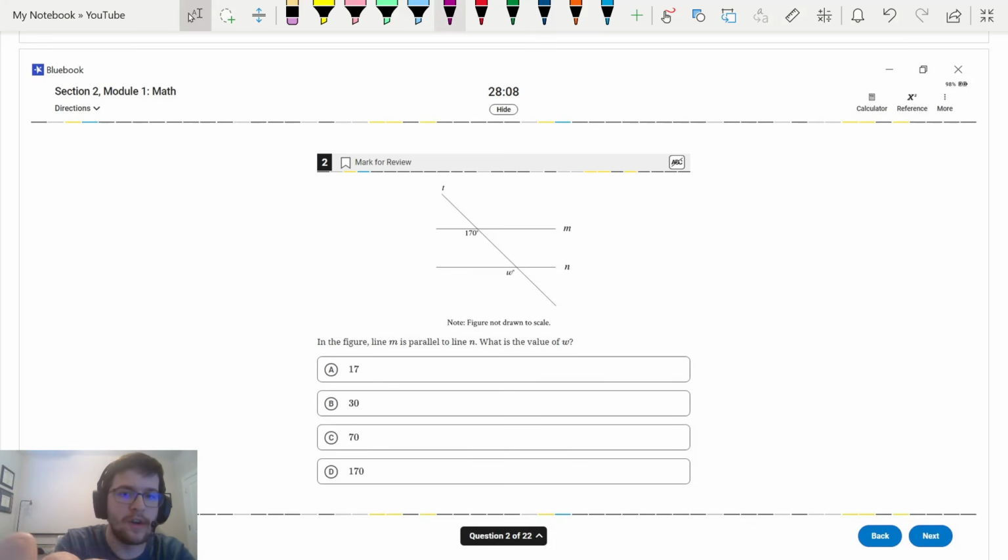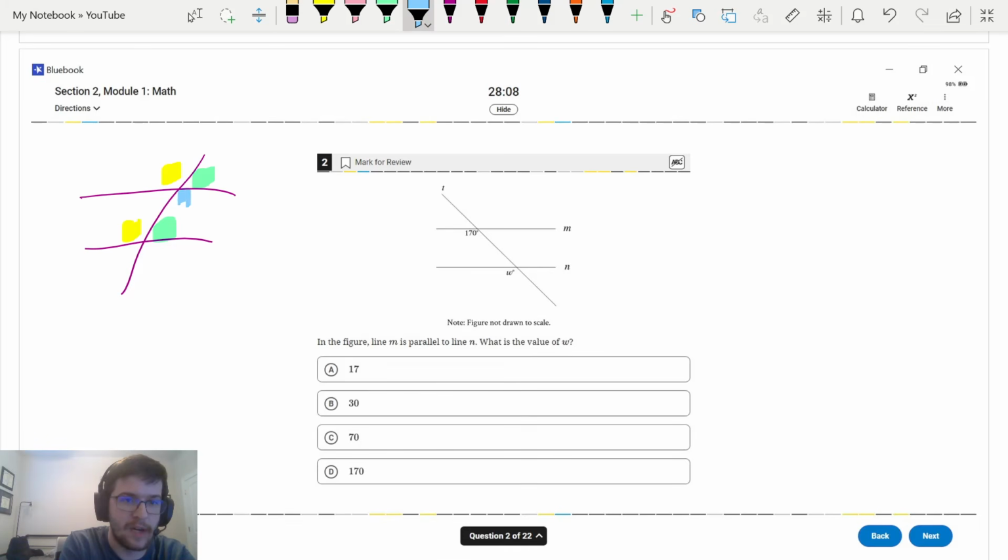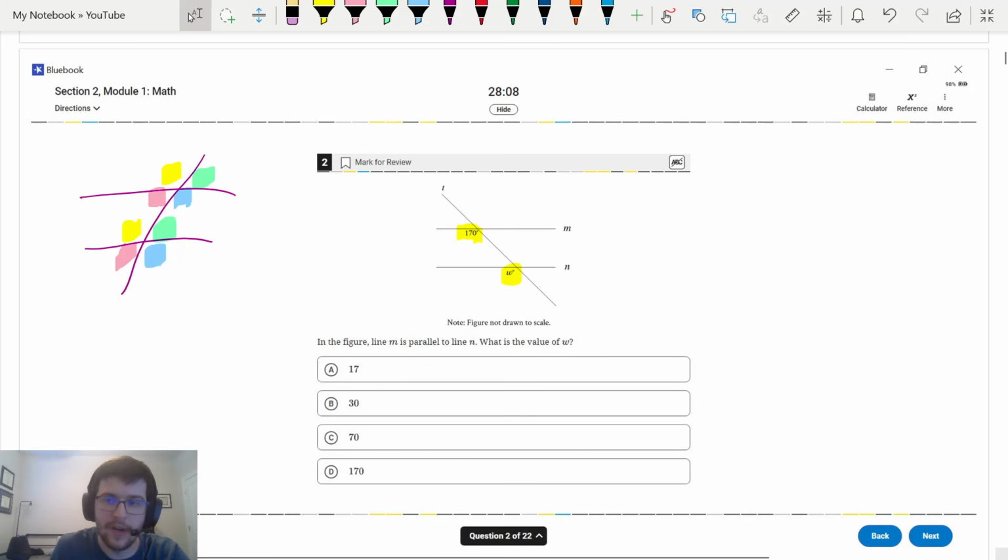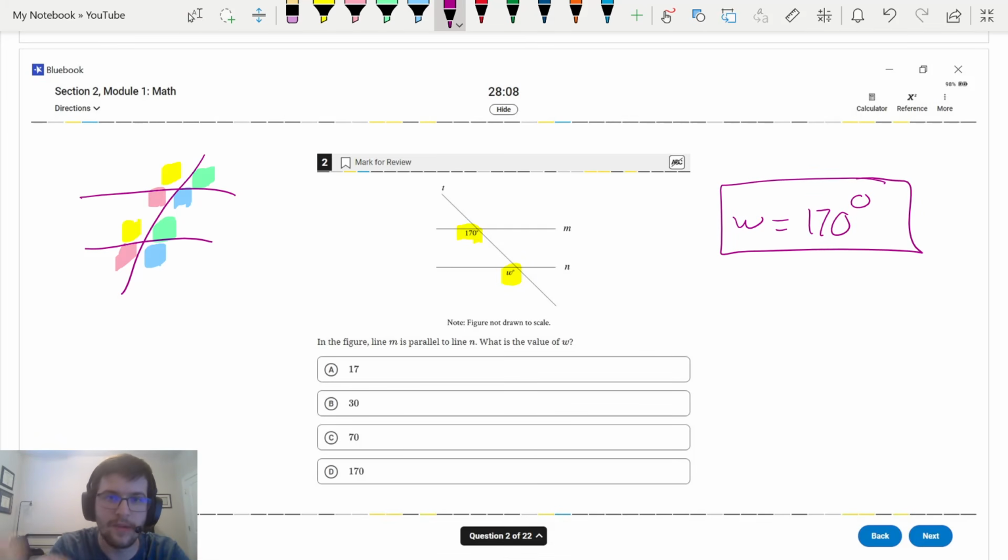So what you need to know is when you have parallel lines, the corresponding angles are equal. So like this one's equal to this one: the top left is equal to the top left, the bottom right is equal to the bottom right, and the bottom left is equal to the bottom left. So corresponding angles are equal. You see how the 170 and the W, they're both in the same spot. That means that they are equal. So W equals 170. And that's it. That's the whole question for this one. So the answer is D. Okay.